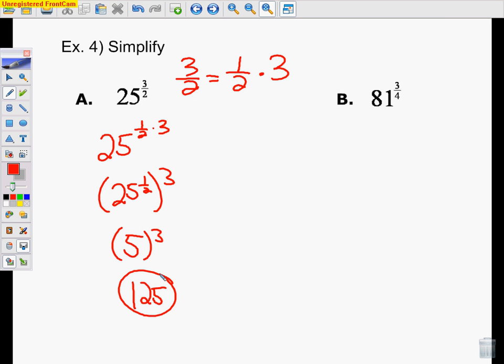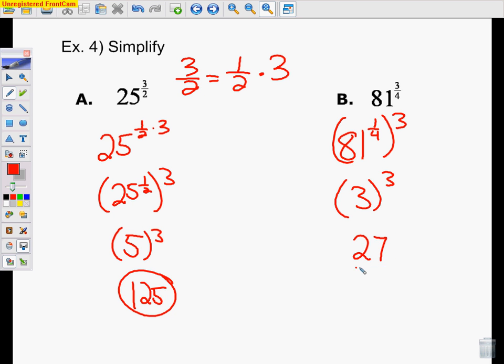Okay? Let's do that over here with number 4b. So again, we're going to take that 3/4 power and we're going to break it up into the 1/4 power, 1/4 times 3. All right. What number, when you multiply it by itself 4 times, could give you 81? Well, that would be 3. And then I'm again going to drop down this 3. So that's 3 to the third. And we know 3 to the third is 27. All right. And that's our final answer on that one.